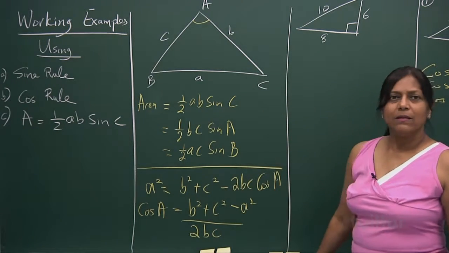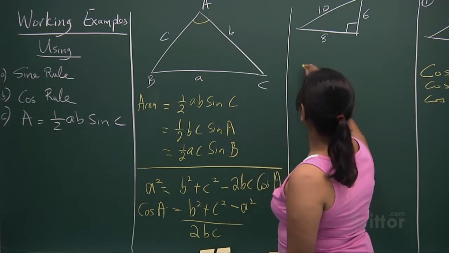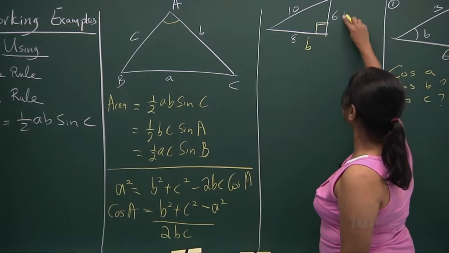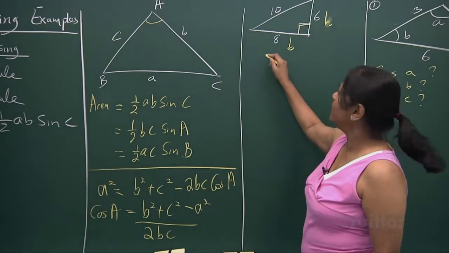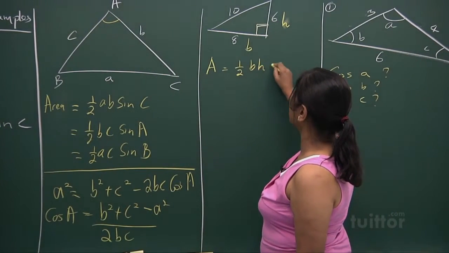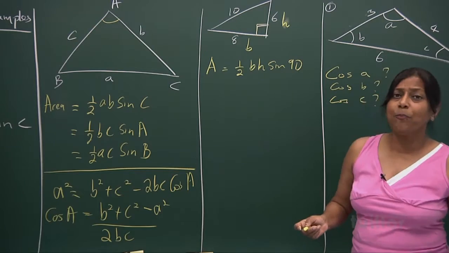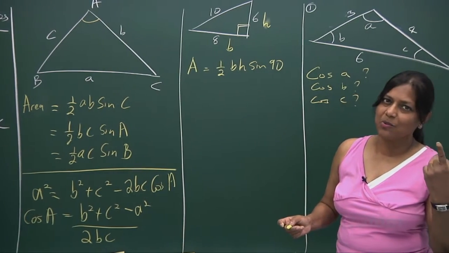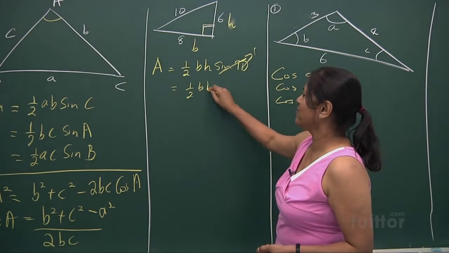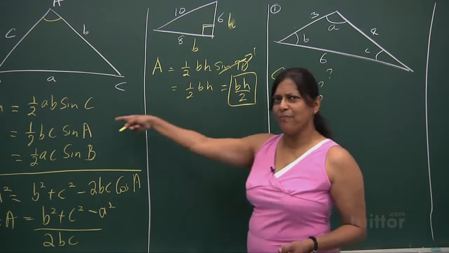Now, actually, the base times height divided by 2 that you know is coming from that. If I have a right angle triangle, and this is the base and this is the height of the triangle, the area equals half, you put these two sides, b h, sine 90 degrees. Applying the same formula. And if you press sine 90, what is it equal to? 1. So you get half b h. You saw how it came about? Base times height over 2 came from this formula too.